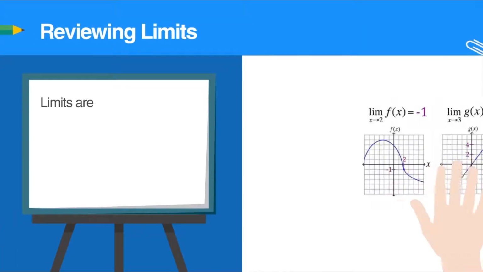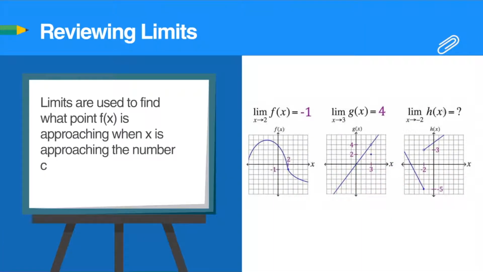A quick review of what limits are. Finding the limit is finding what number the y value approaches when the x value is approaching a number c. When f of x is continuous at the point, then it is simple. The limit is just whatever f of c is.